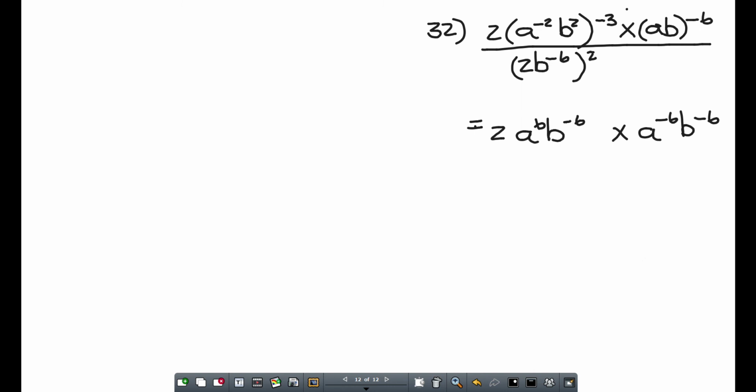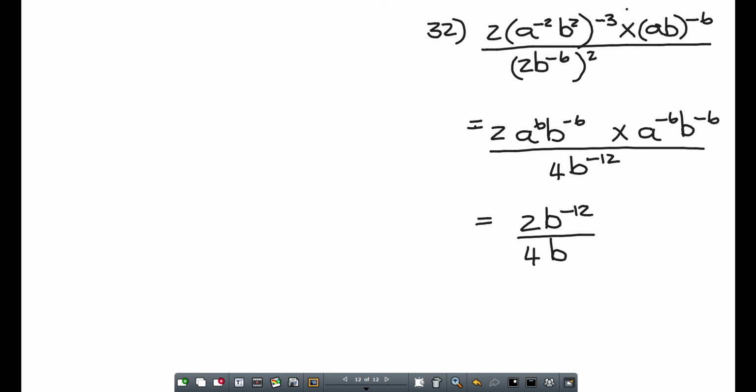Nee. Goed. At the bottom, 2 to the power of 2 gives me 4, and b to the power of minus 6 to the power of 2 will be minus 12. Good. So at the top, I actually have 2 en dan a tot die mag 6 plus minus 6 geef my 0. Right? And then b to the power of minus 6 plus minus 6 will give me b to the power of minus 12. Dan onder die lyn het ek mos 4b tot die mag minus 12.